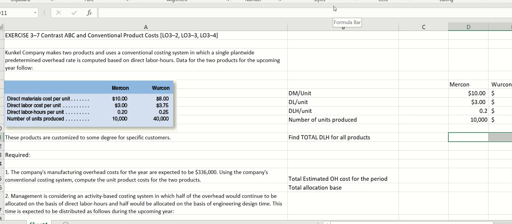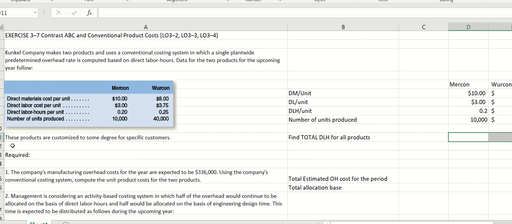Kunkel Company makes two products and uses a conventional costing system in which a single plant-wide predetermined overhead rate is computed based on direct labor hours. Data for the two products for the upcoming year follow. So their allocation base is direct labor hours, and they're using conventional costing with one predetermined overhead rate.